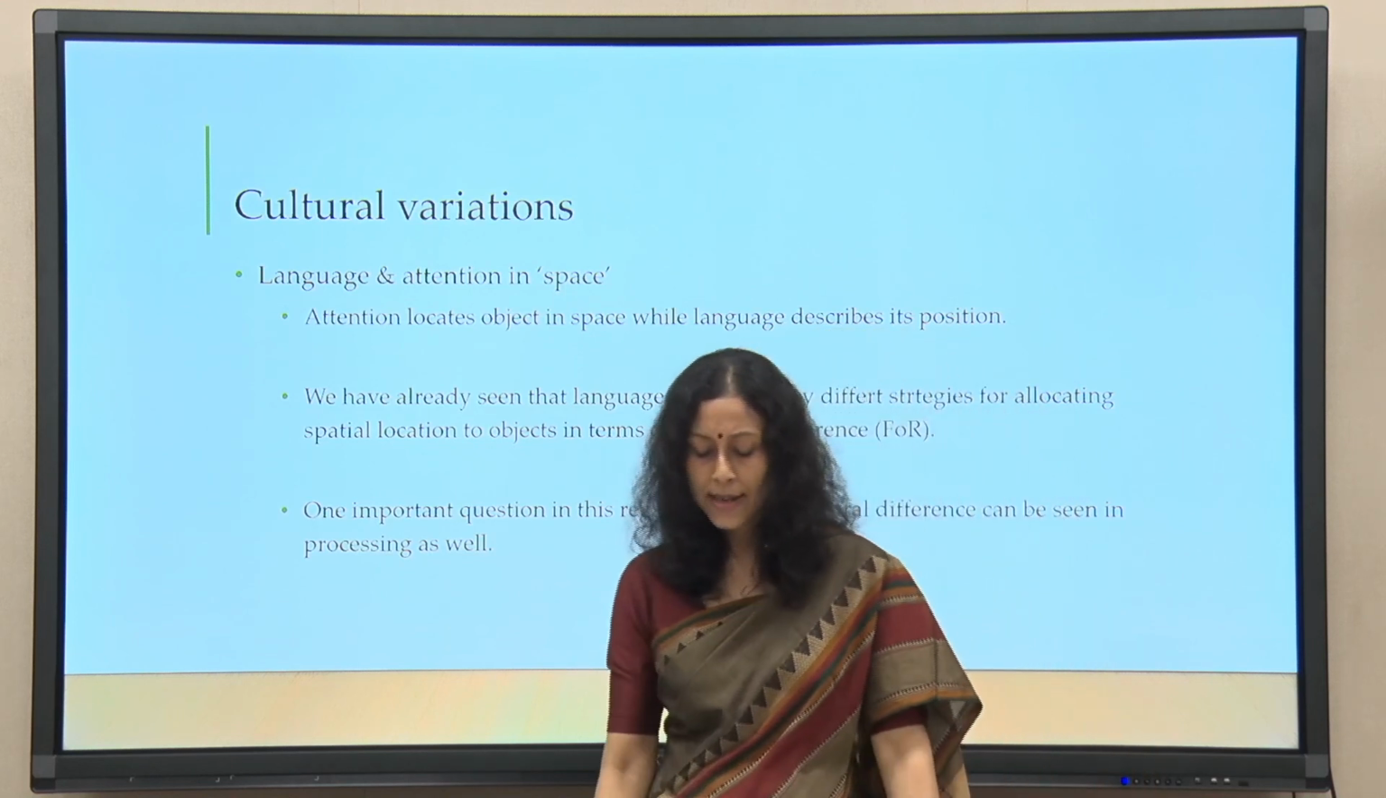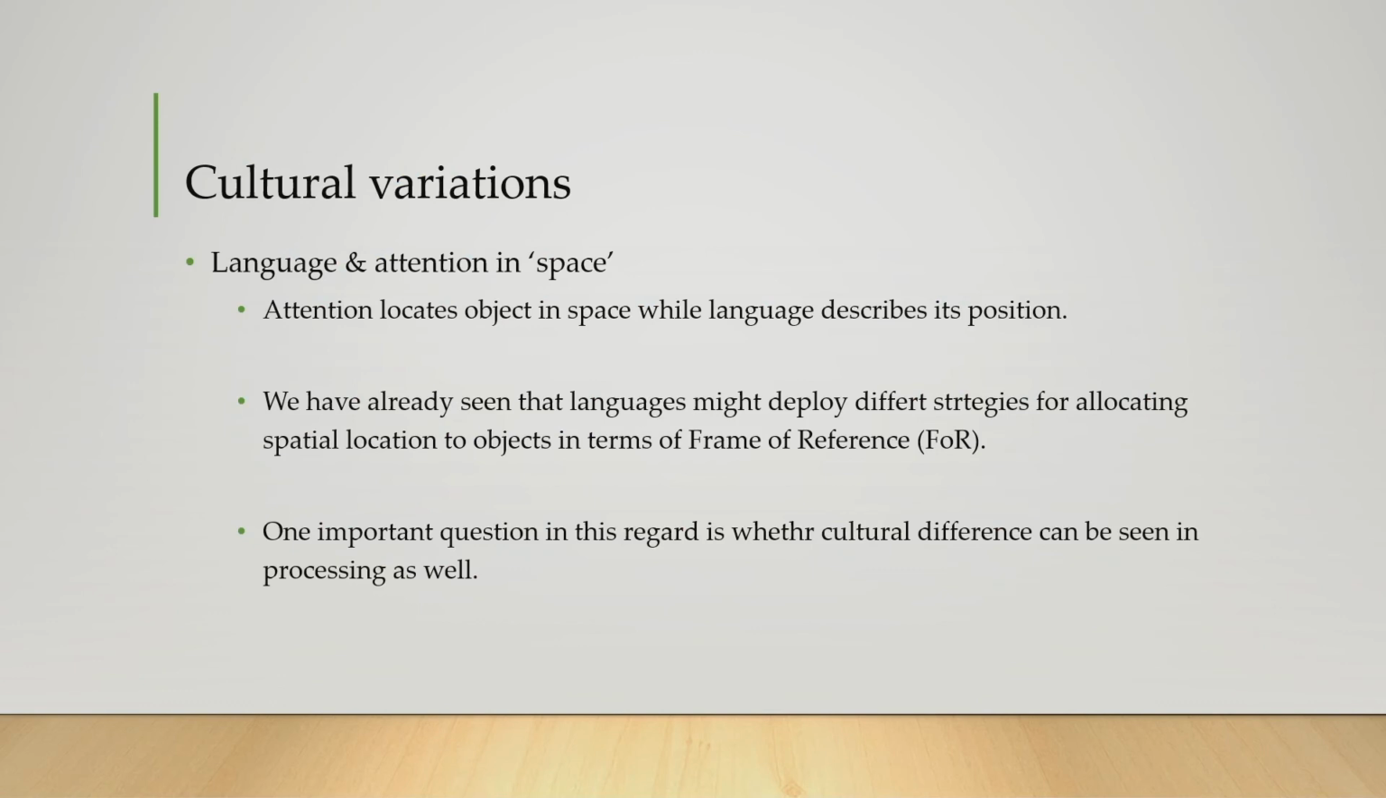So, in case of space, attention allocation locates objects. When we are talking about objects in space, there are two things that happen. First and foremost, attention locates the object in space and then language describes its position, right. Visual attention or any other kind of attention will locate the object and then language will give it a description. We have already seen that languages differ a lot in terms of the kind of frame of reference that we use. We have seen that there is a relative frame of reference, there is an intrinsic frame of reference and there is an absolute frame of reference.